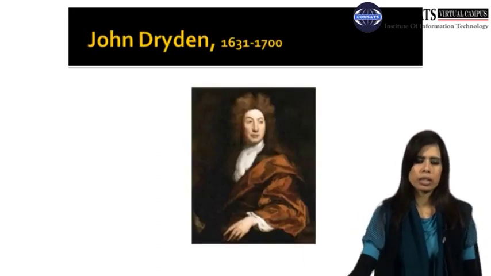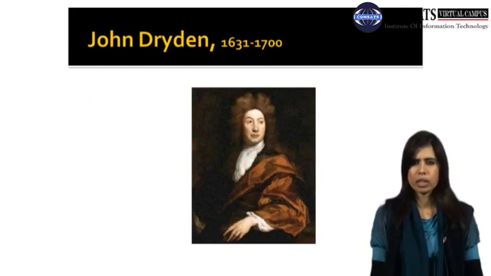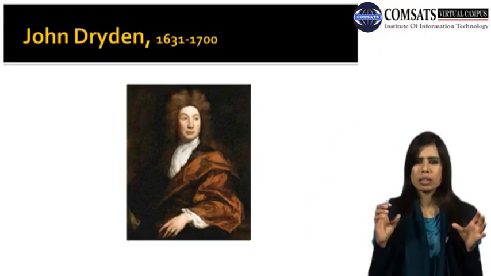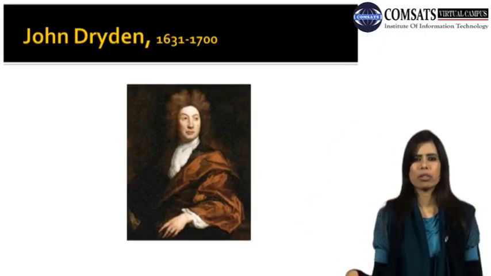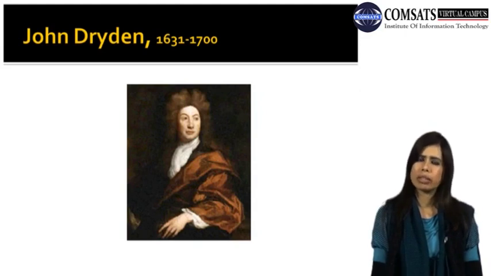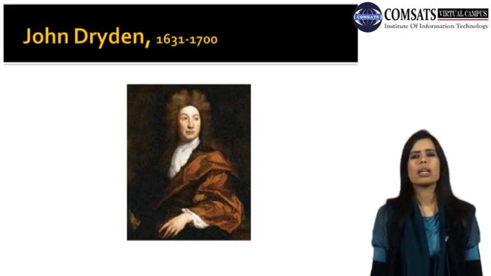Here you can see the picture of John Dryden, and his period started from 1631 and ended with his death in 1700. So the Dryden period comprises almost 69 or 70 years. His full name was John Dryden. We'll focus on his writings today, and again I'm telling you that we are studying the Restoration period.